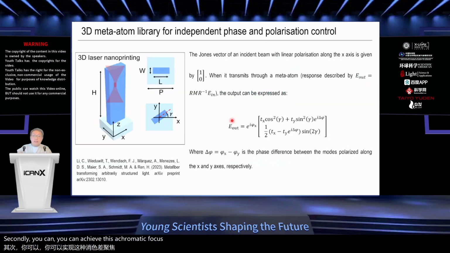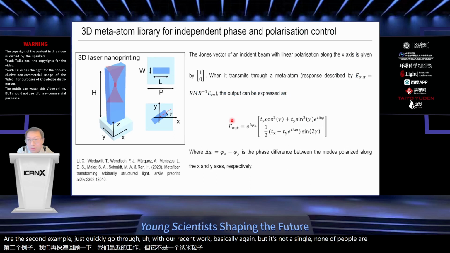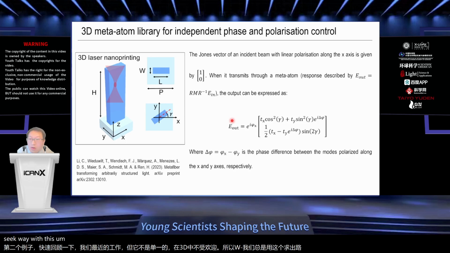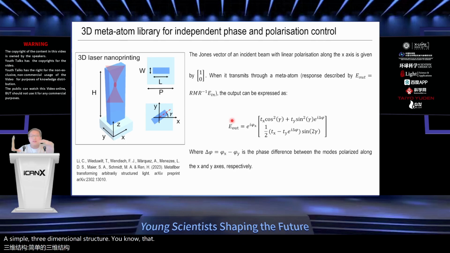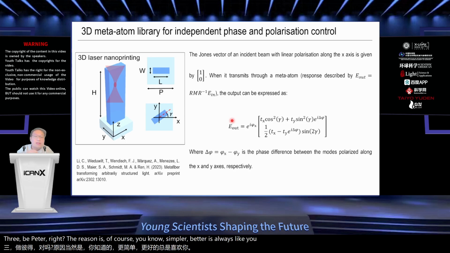The second example, just quickly going through our recent work, is again based on the single nanopillar in 3D. So why do we always stick with this simple 3D nanostructure, just a very simple 3D pillar, right? The reason is, of course, simpler is better. It's always about what is the maximum you can get from the simplest physical system.